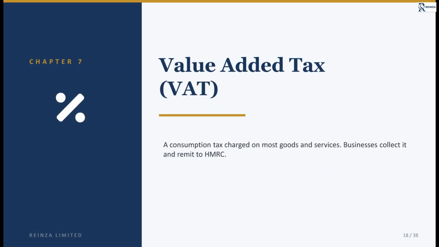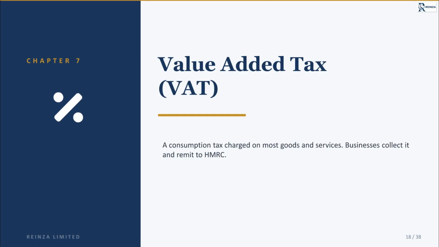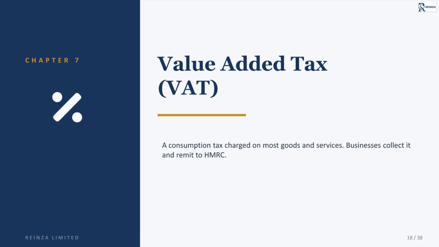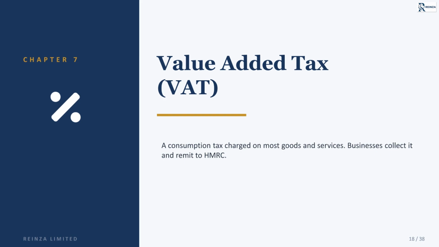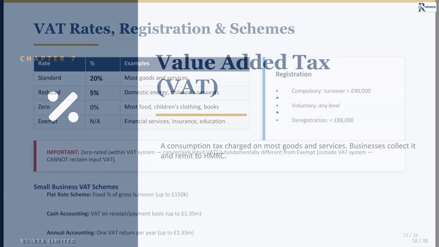Chapter 7. Value Added Tax, commonly known as VAT. VAT is a consumption tax charged on most goods and services in the UK. Businesses collect VAT from their customers and pay it to HMRC after deducting any VAT they have paid on their own business purchases. This difference is what you actually pay to or reclaim from HMRC.